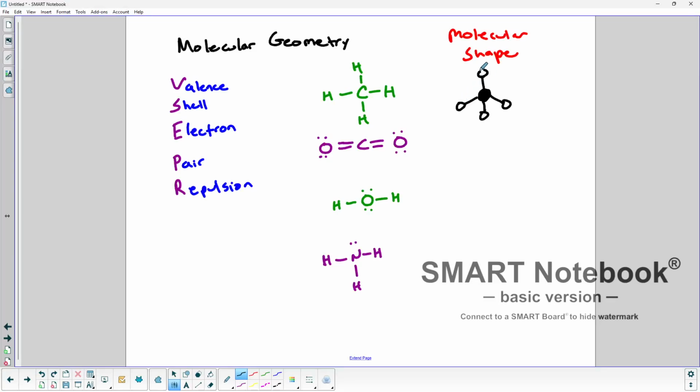I'd probably expect your drawings to be better than mine, but I won't hold you to that standard because it's not hard. But there is 109.5 degrees between each of these. So that's how we represent the shape. And I would also have you write the shape, tetrahedral.